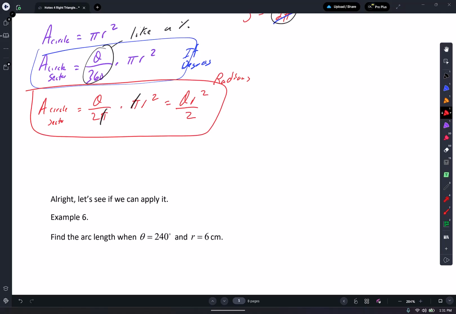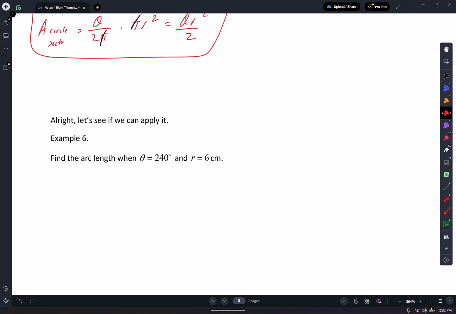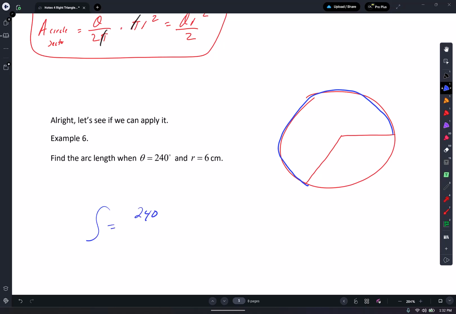Find the arc length when theta is 240 and r is 6 centimeters. So I'll give you a visual. So here is 240 degrees. Let's see. 240 is like right there. So they want this distance in blue. They want that. So you go S equals 240 over 360. If you want to put the degree symbols on, then you can. Times 2 times pi times 6.